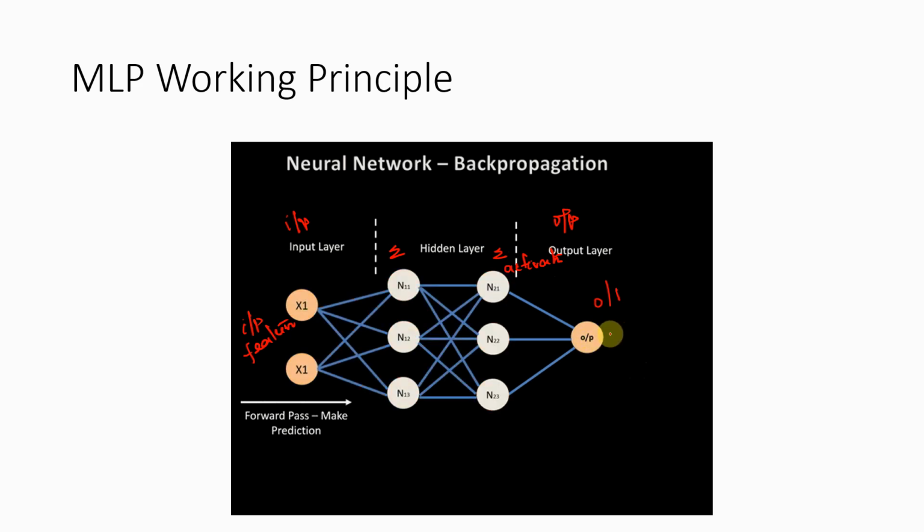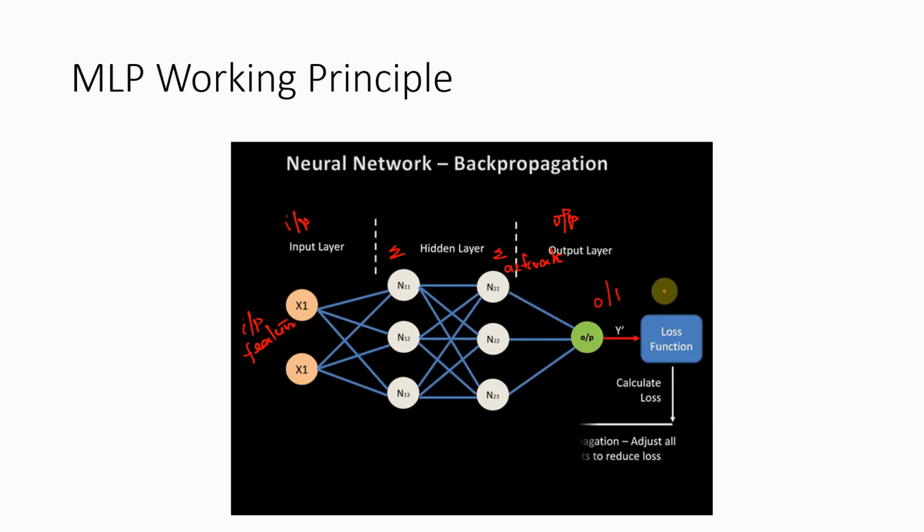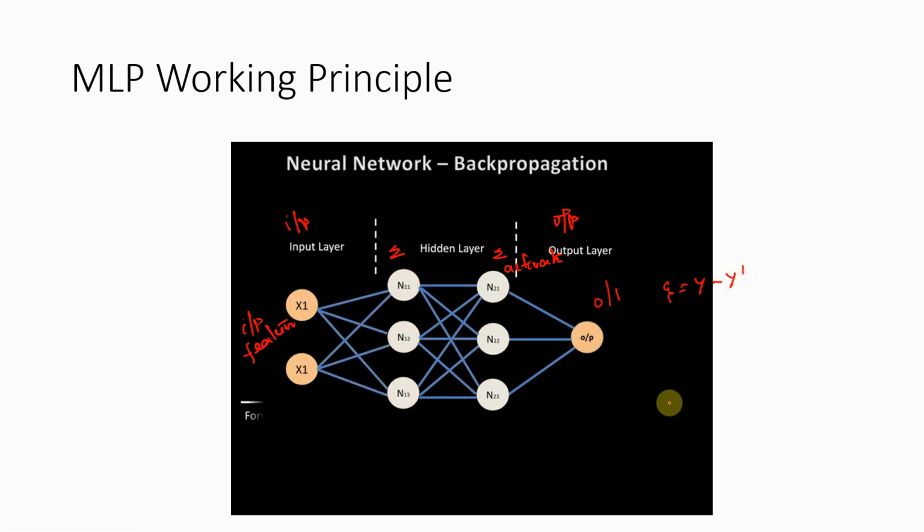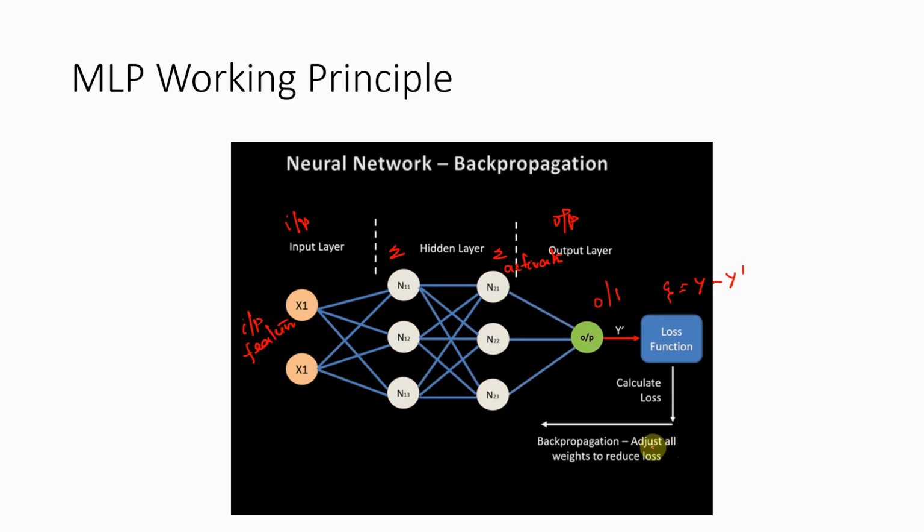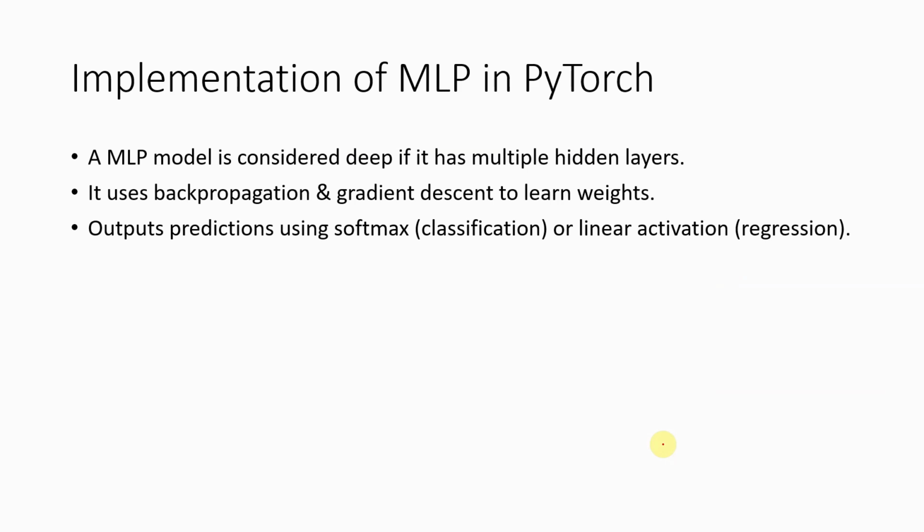And in the output we are doing something called back propagation. We are calculating the loss function. Loss is nothing but an error which defines the difference between the actual and the predicted value. So here the loss will be calculated, and based on the loss the weights get updated in the backward direction by using the backward propagation gradient descent algorithm. The backward propagation adjusts all the weights in order to reduce the loss of the model.